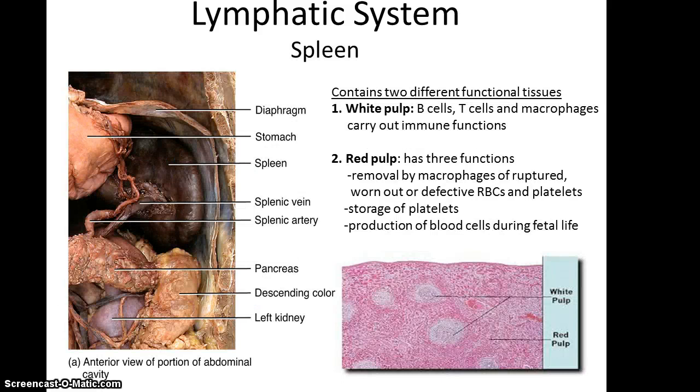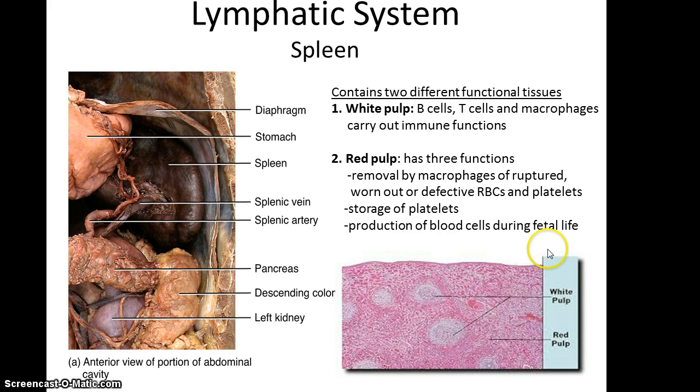The spleen in my mind is a sad little organ, all squished and tucked in on the side, but it is very important. It has two kinds of functional tissues. It has the lighter colored tissues called the white pulp, and here is where you'll find the B cells, the T cells, and macrophages carrying out the immune functions of the body. So here's another place where you get protein production, you get phagocytosis of infectious agents, and so forth.